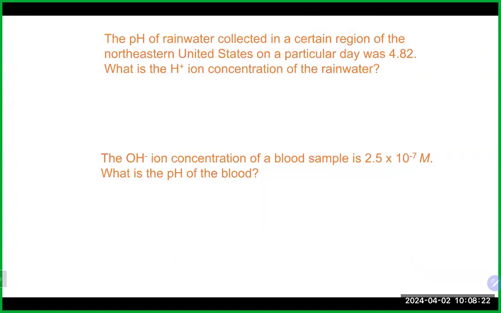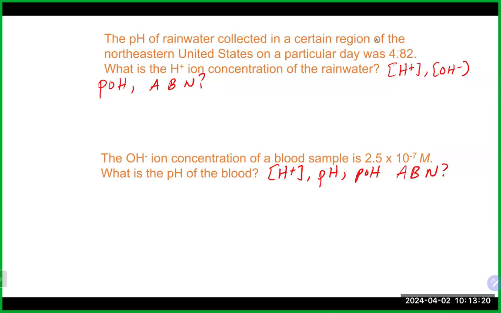Well, no time like the present to just try our calculators. So let's just do everything here. What is the H plus for this one? What's the OH minus concentration? We have the pH, so what is the pOH? And is it acidic, basic, or neutral? And then for the bottom one, we have the OH minus concentration. So what is the H plus? What is the pH? What is the pOH? And is it acidic, basic, or neutral?